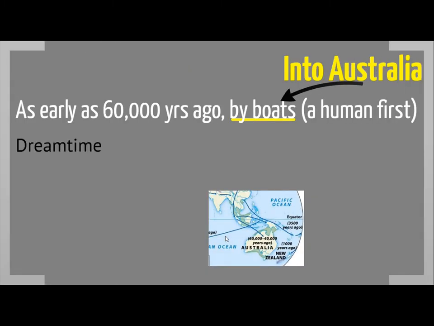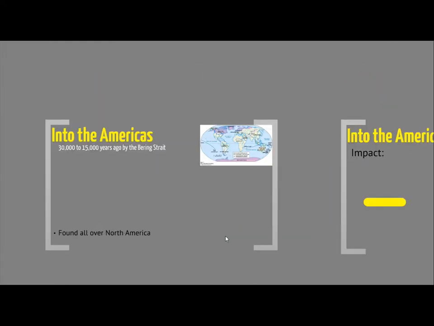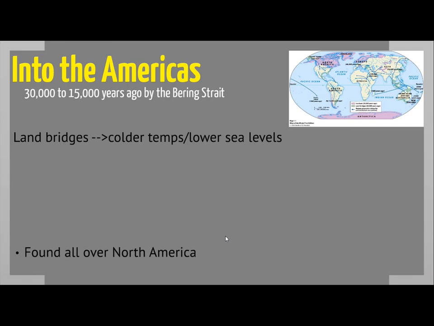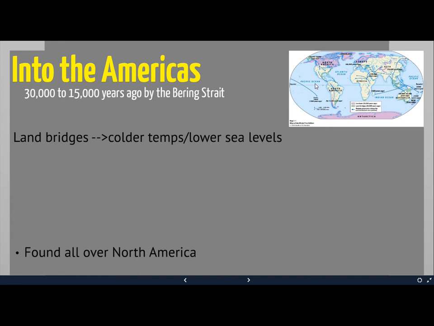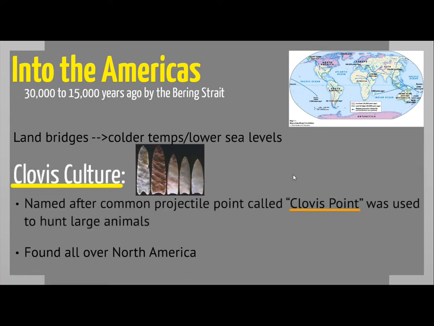Into Australia, we see them migrating as early as 60,000 years ago by boat, which was a first for humans. Then they made their way into the Americas, crossing the Bering Strait, which was this land bridge. Due to colder temperatures, there was a lower sea level, and the water that was there was frozen. I'm talking about right here. So this is the land Bering Strait. It connects Asia to North America. Not anymore, obviously, because we have higher sea levels and all that stuff.